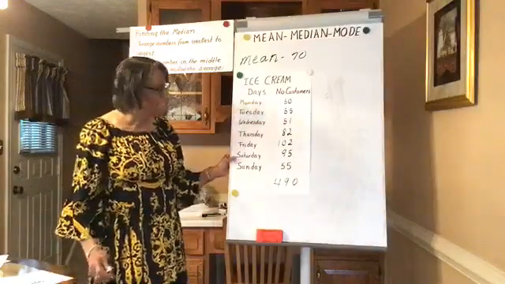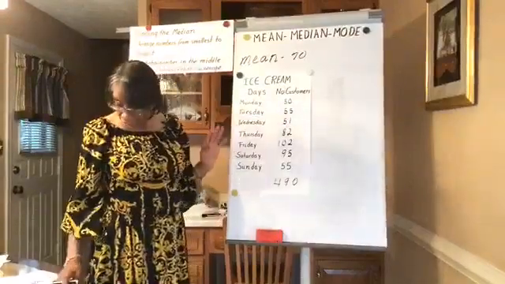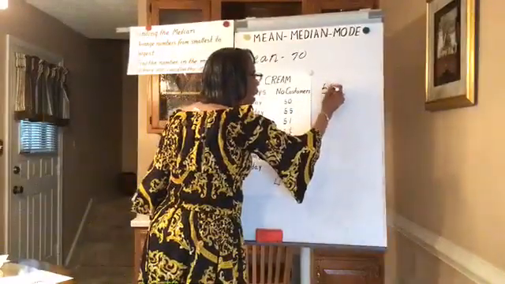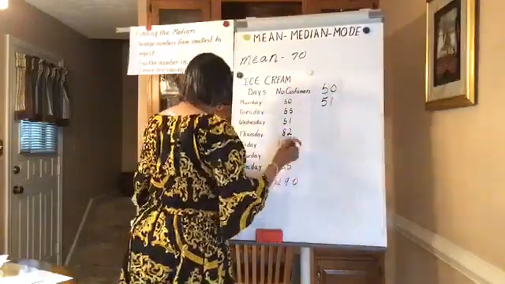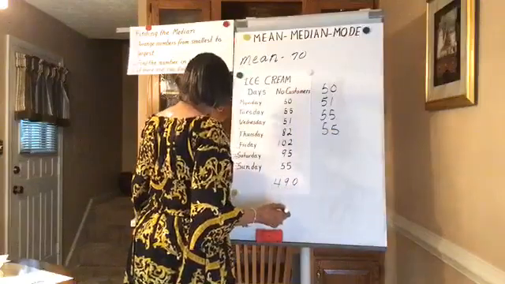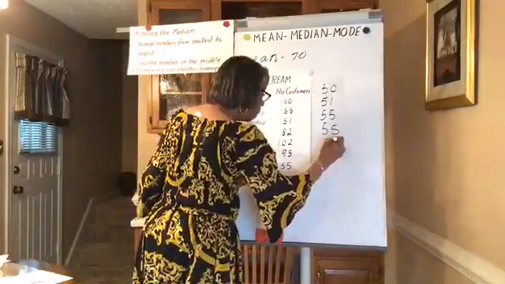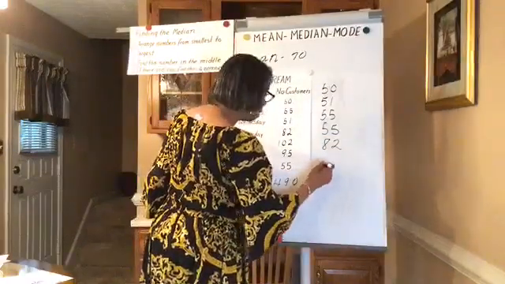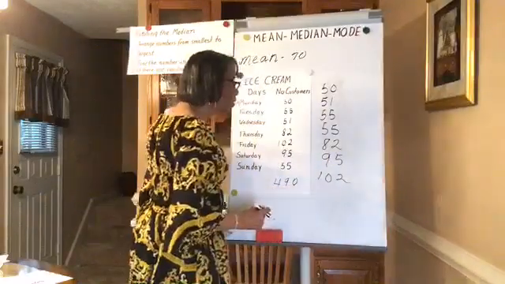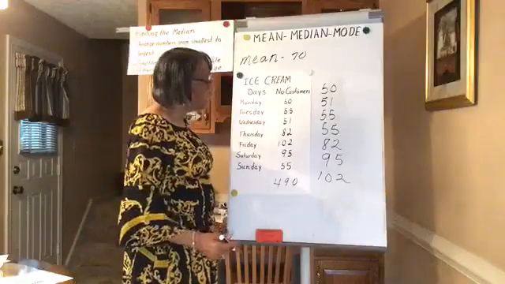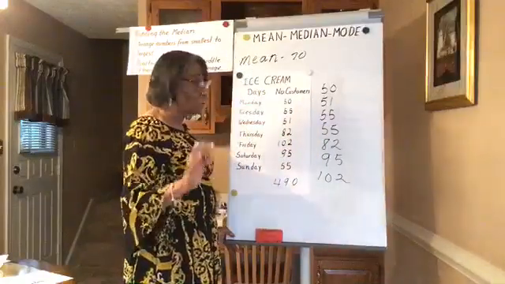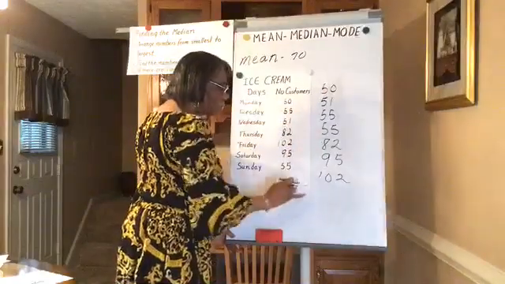All right, so if we arrange them correctly, we have 50, 51, 55, and we have to write that as many times as we see it. We see 55 twice. All right, and 82, 95, and the largest is 102. Okay, so we have the numbers arranged from the smallest to the largest, and if you had 6 of them, you would write all of them. Don't just write it once, because all your data has to be included here.